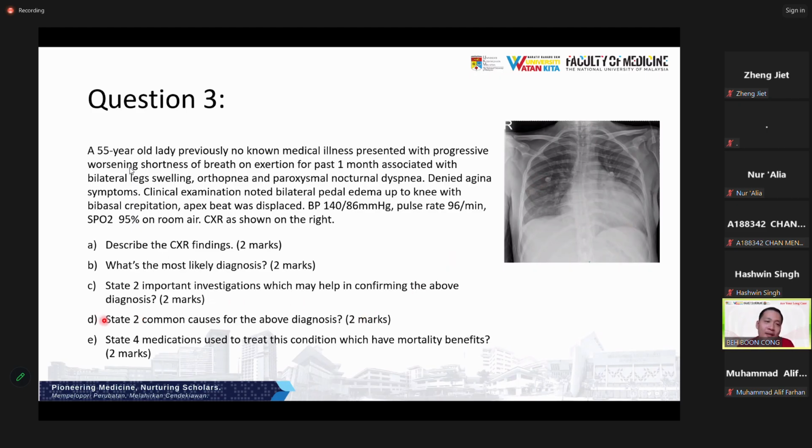Okay, so two common causes for the diagnosis. What's the possible cause? Your dilated cardiomyopathy, that's how we saw it, right? That's how we talked about it. Dilated cardiomyopathy. So what's the cause for dilated cardiomyopathy?